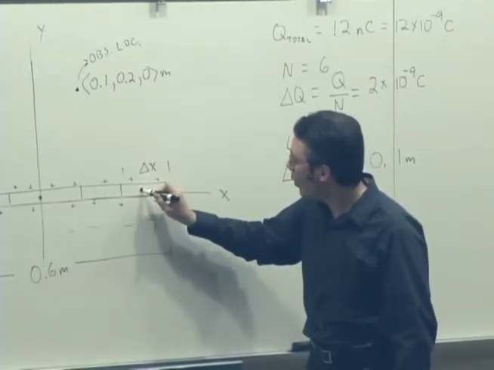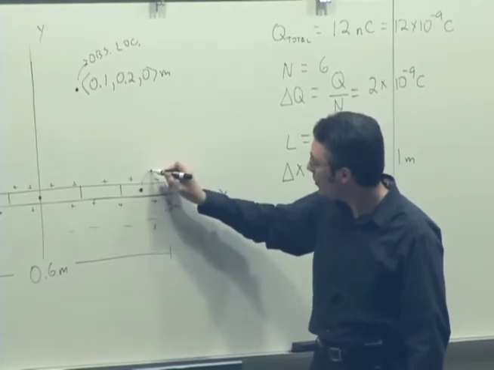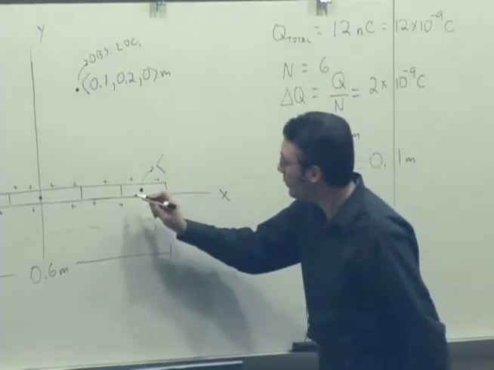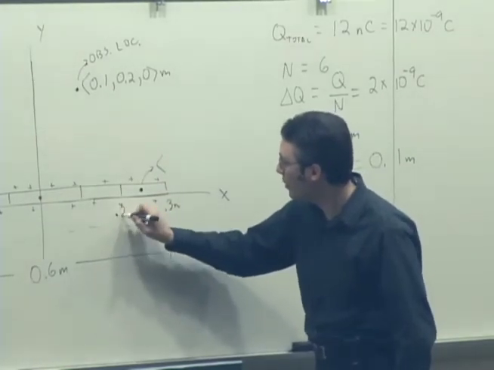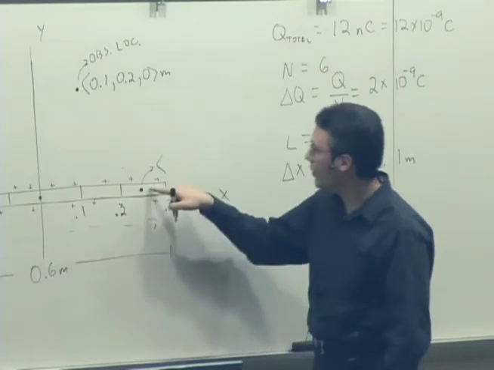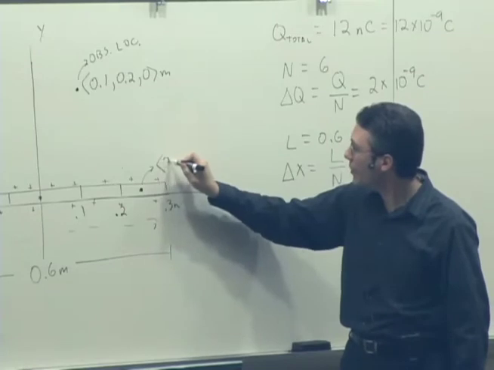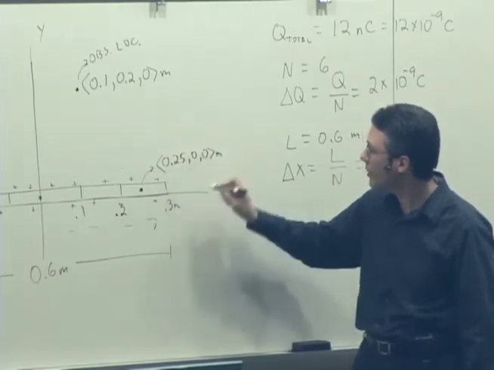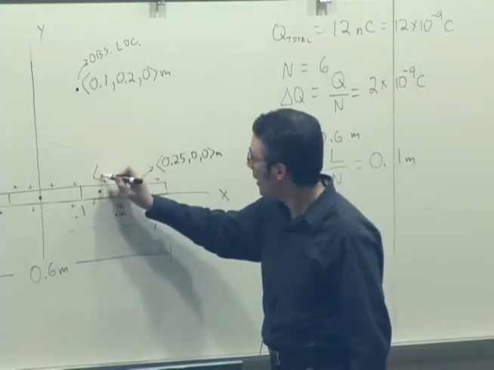So I want to figure out what that location is. What are the coordinates of that location? This is 0.3 meters, and each piece is 0.1 meters long. So this is 0.2, this is 0.1, and so the center would have to be 0.25, right? So we have 0.25, 0, 0 meters, and then this center is 0.15.